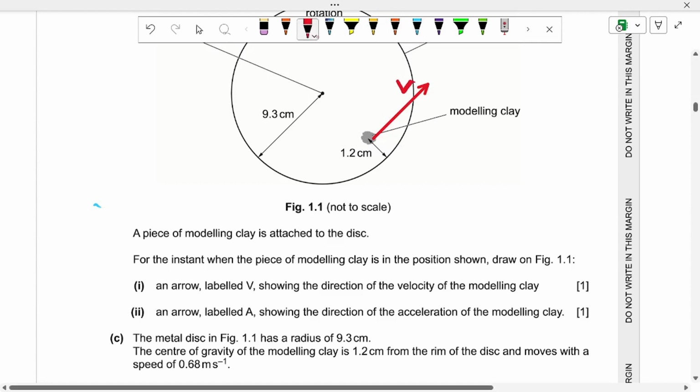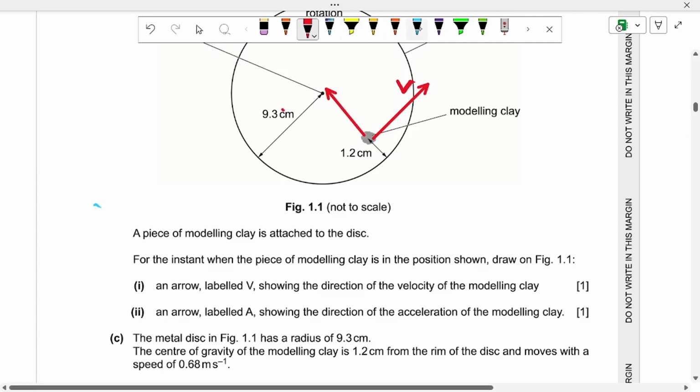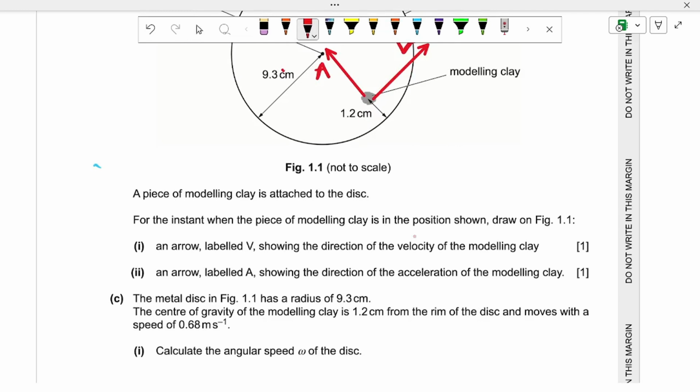Label your arrow V. Then an arrow labeled A showing the direction of acceleration of the modeling clay. So sort of in this northwest direction, like so. Our velocity is always at a tangent to the circle itself, and then my acceleration is going to be labeled A, which will be over there. Okay, makes sense?